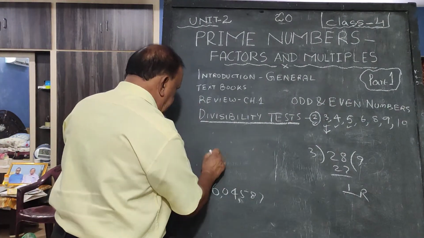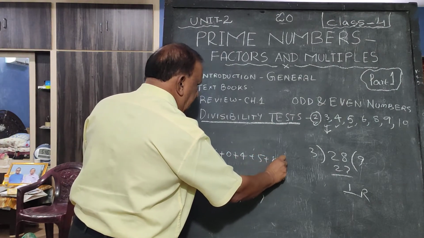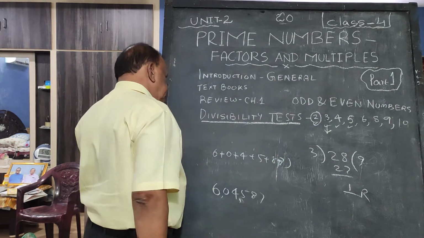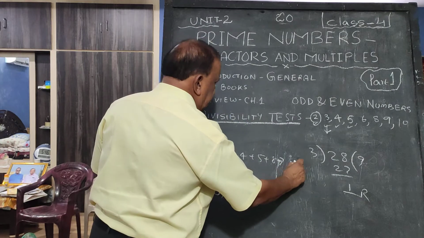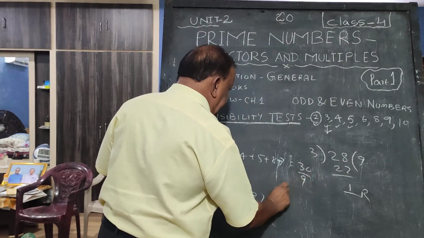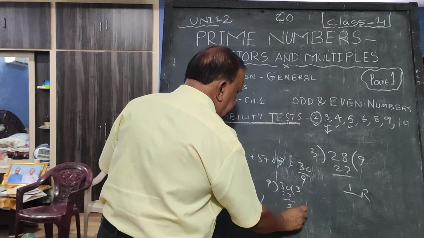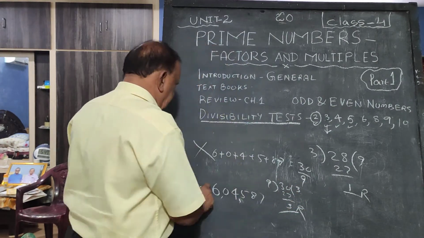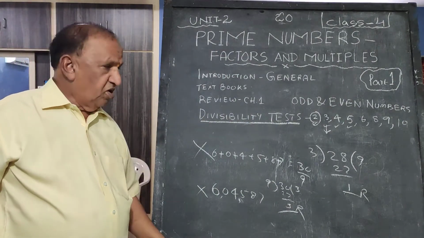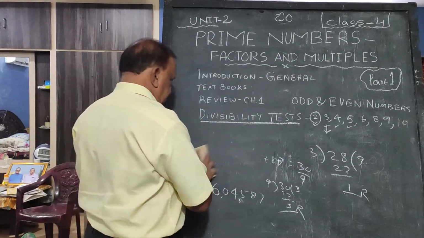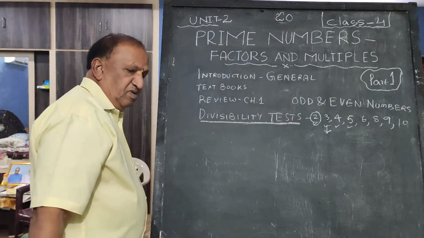So if we add here 6 plus 0 plus 4 plus 5 plus 8 plus 7, this is 15, 20, 24 plus 6, that is 30. When you divide 30 by 9, 9 3s are 27, there is a remainder of 3. So this is not divisible by 9. You understand me?